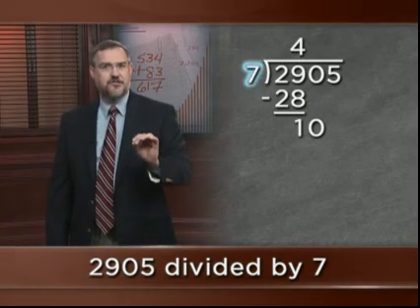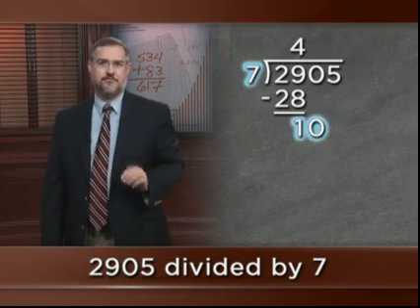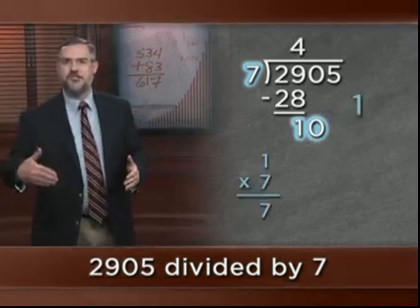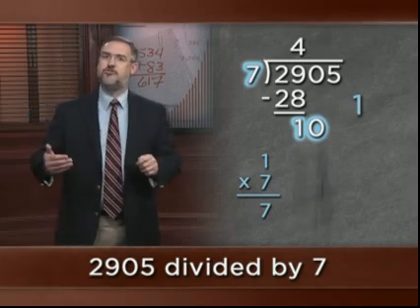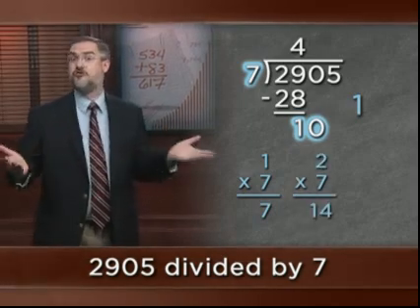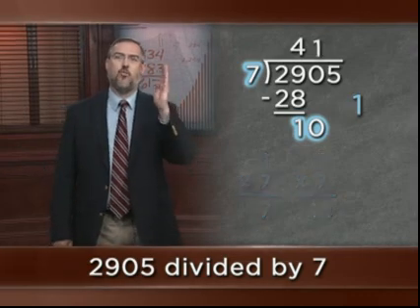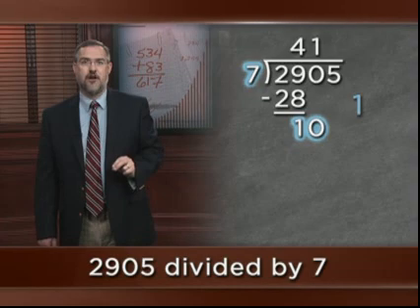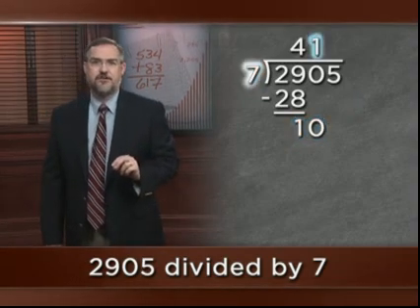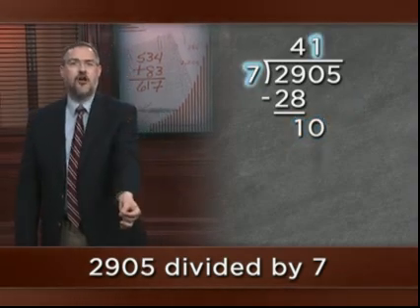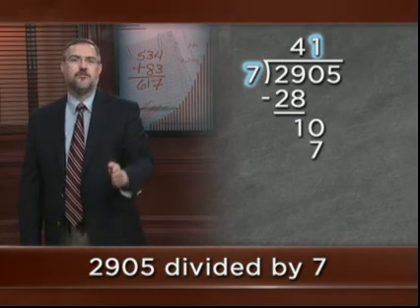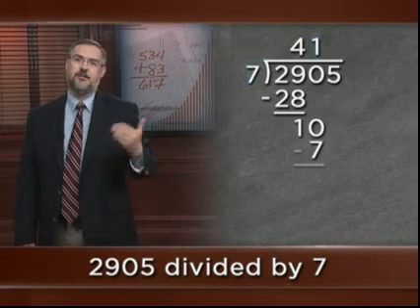How many 7s can I get out of that 10? Well, just 1, because I know that 1 times 7 is 7, which is fine, but 2 times 7 is 14, which is too much. So I'm going to place a 1 above that 0 in 2,905. And since 1 times 7 is 7, I'm going to place a 7 under the 10 at the bottom of my work, and I'm going to align it correctly. And now I need to subtract.